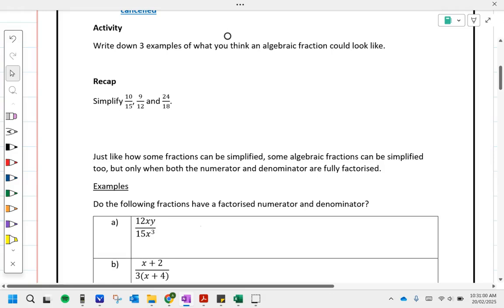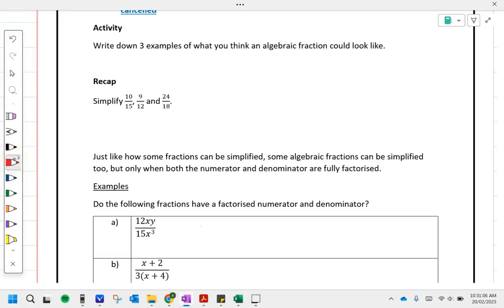I want you to write down 3 examples of what you think an algebraic fraction could look like. Just pause the video, have a go. You could have written x over 5. You could have written 3x minus 7 over 8. You could have written 4 over a. These are 3 examples of what an algebraic fraction could look like.